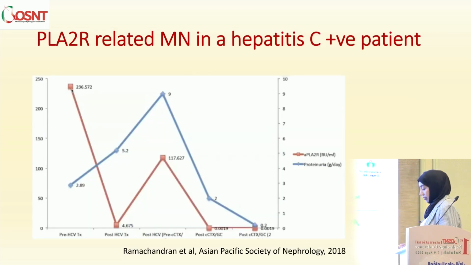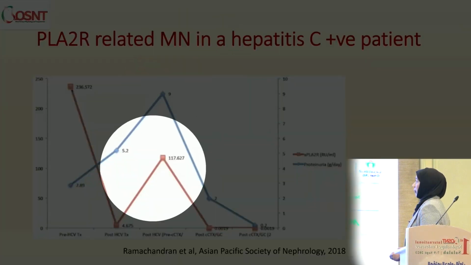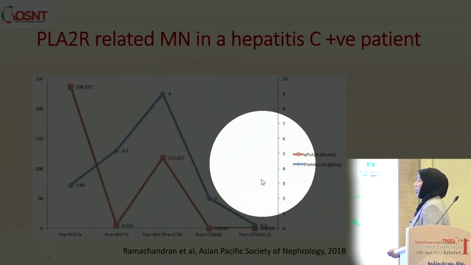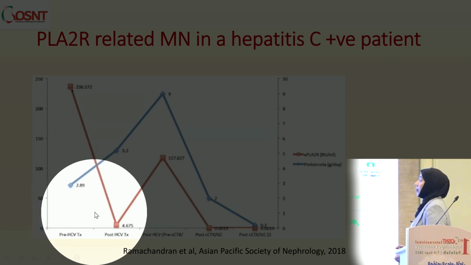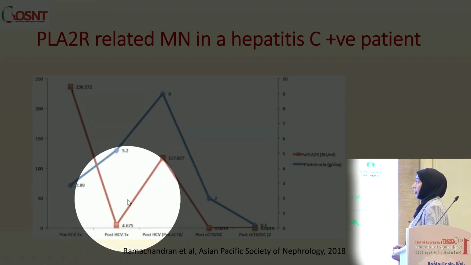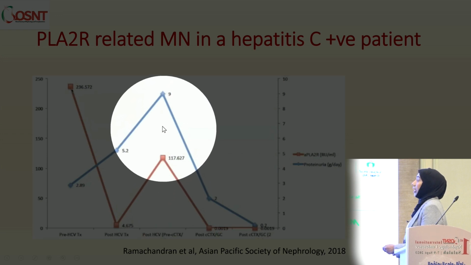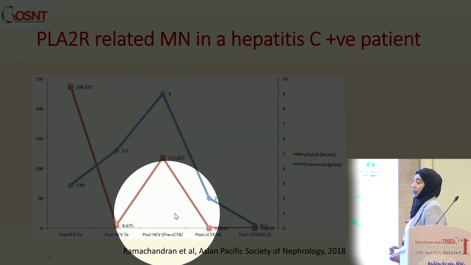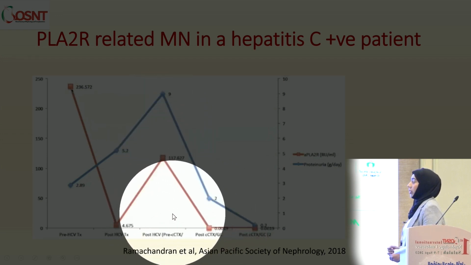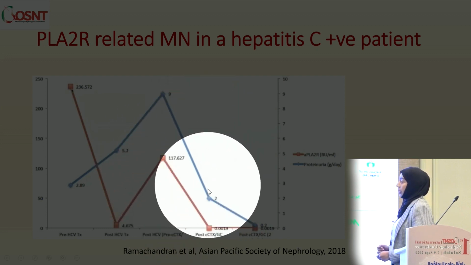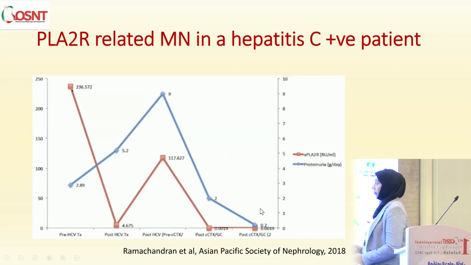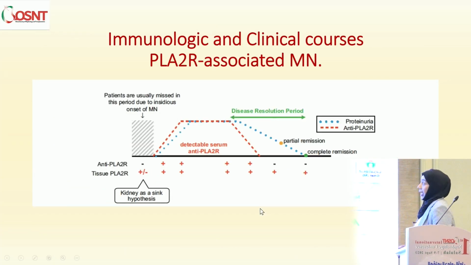Here is an example of a case, and you can see at the beginning the proteinuria and the anti-PLA2 antibody with the treatment of the hepatitis C positive patient. Despite treatment of the hepatitis, the patient did not enter remission, and actually when they treated the patient as primary membranous nephropathy with cyclophosphamide and corticosteroid therapy, both the anti-PLA2 antibody and the proteinuria came down.